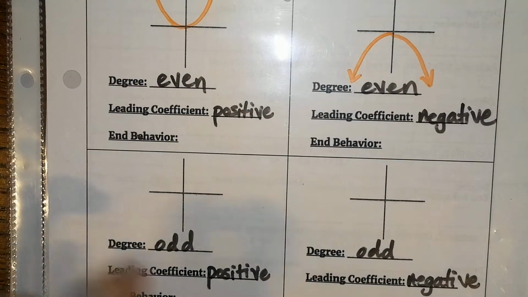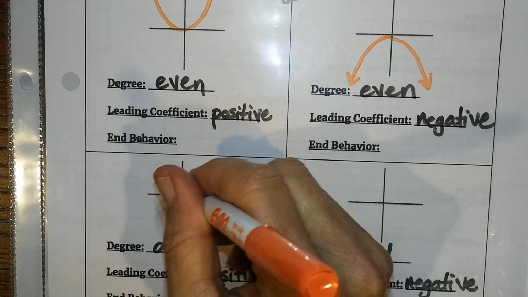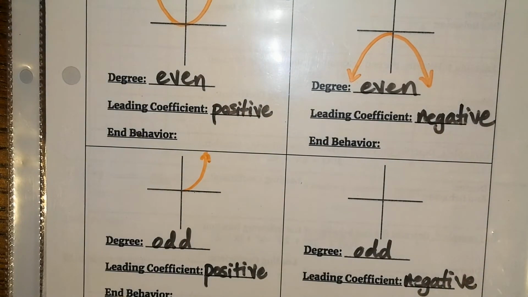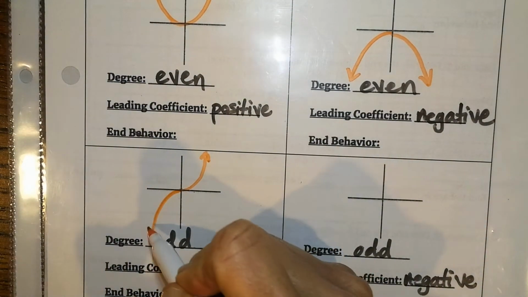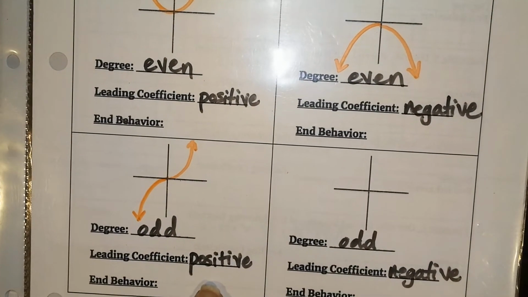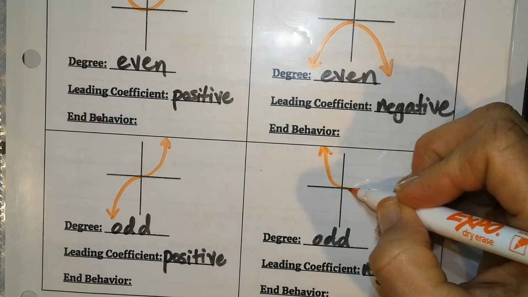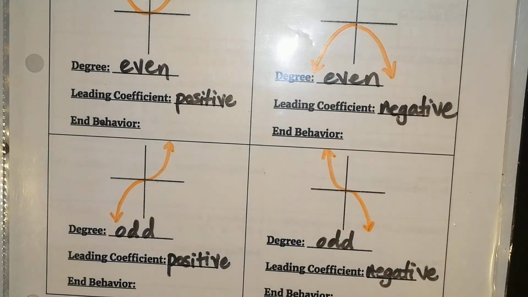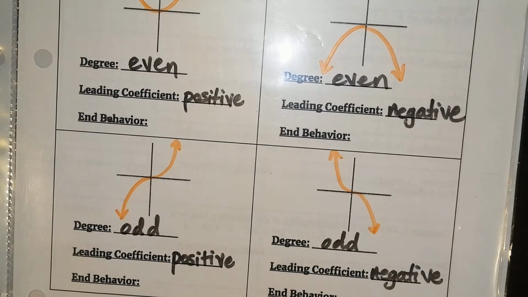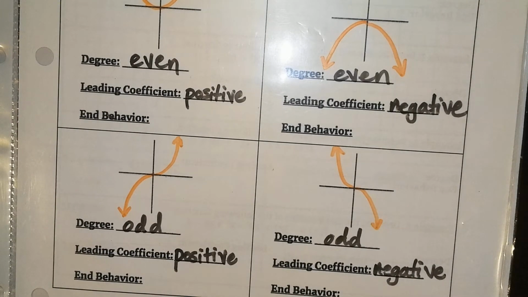Now, since you're sketching, even both up, both down. Odd, if it's positive, this side goes up, but this side goes down. If it's negative, switch it. This side goes up, this side goes down. And that's any odd function. So it could be x to the 1, x to the 3, x to the 15. In general, this is what the ends are going to look like. So that's why we call it end behavior.